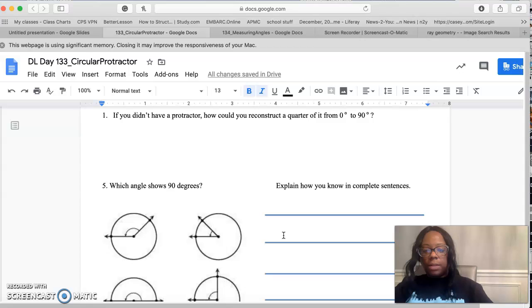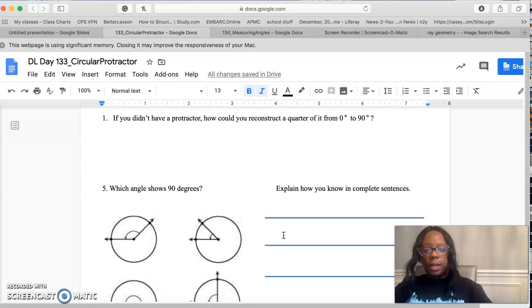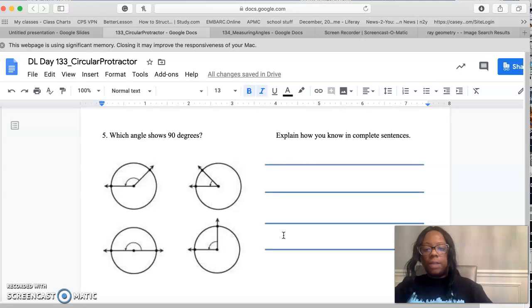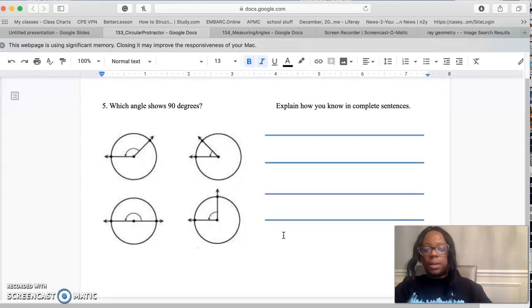We also have the question, if you didn't have a protractor, how could you reconstruct a quarter of it from 0 degrees to 90 degrees? And lastly, you have to explain how you know which angle shows 90 degrees.